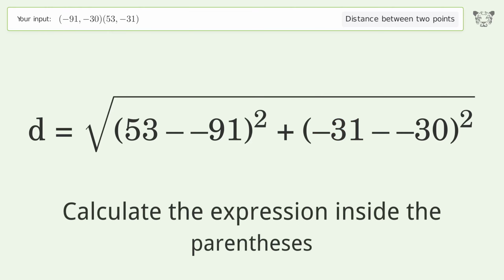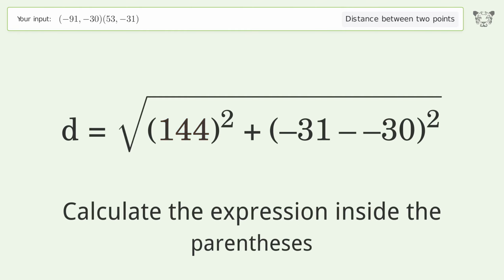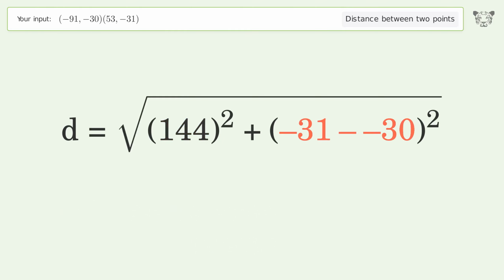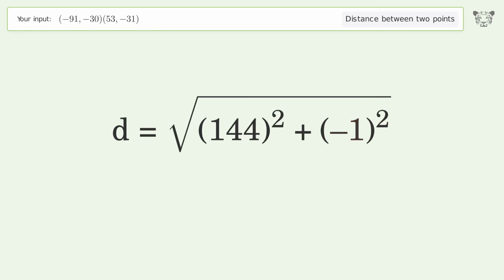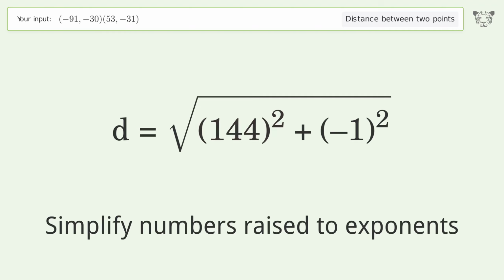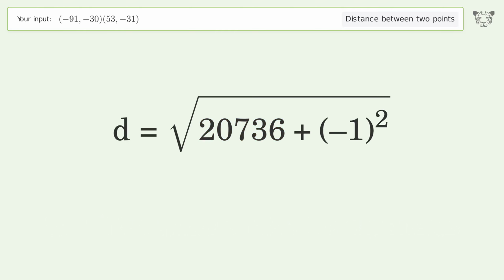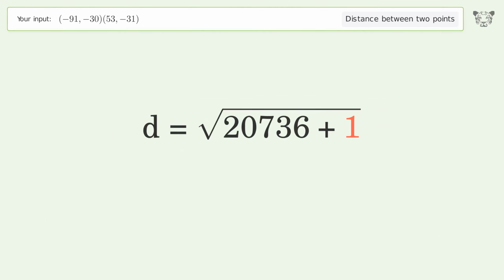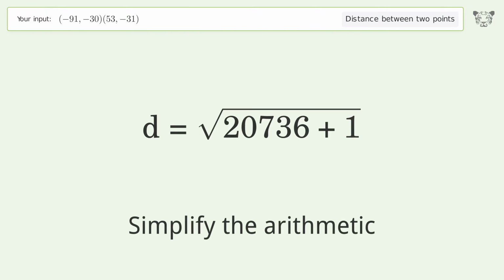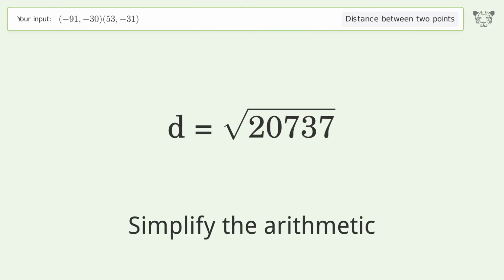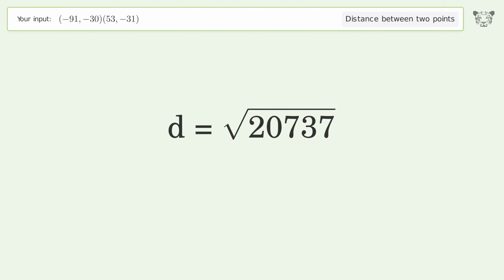Calculate the expression inside the parentheses. Simplify numbers raised to exponents. Simplify the arithmetic. And so the distance between the 2 points is the square root of 20,737, or 144.003.